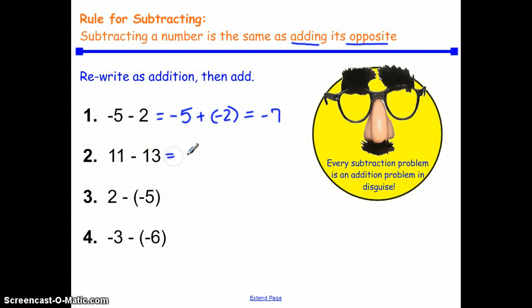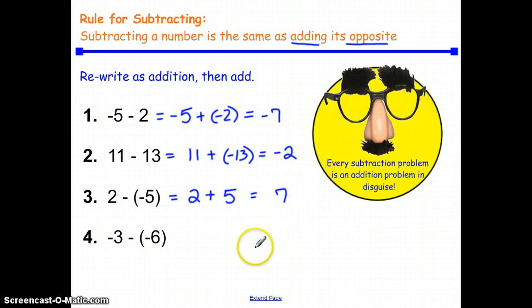We've got 11 minus 13. That's really 11 plus -13. Now we've got two numbers with opposite signs, so we subtract. 13 minus 11 is 2. We take the sign of the larger, which is -13. Number 3, we see 2 minus -5. So that's really 2 plus +5, because we're adding the opposite. So the opposite of -5 is +5. So 2 plus 5, we've got the same sign, so we add, keep the original sign, it's positive.